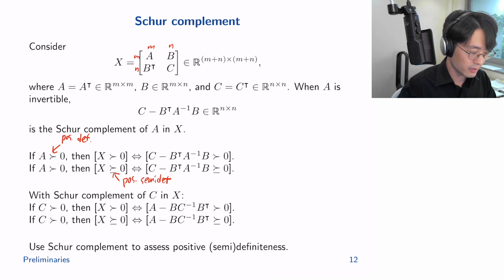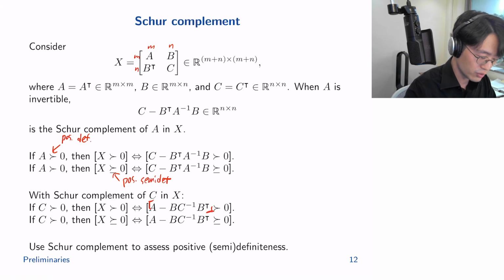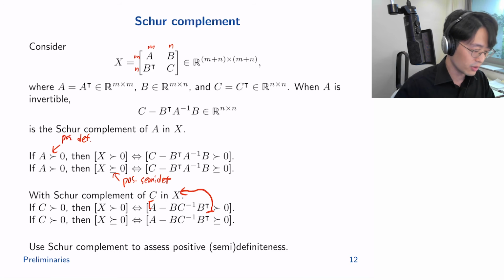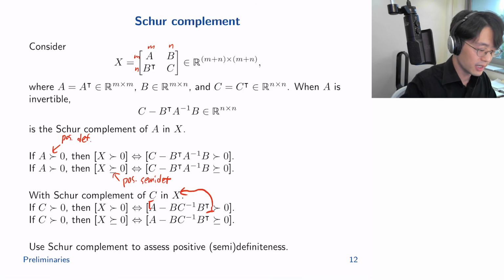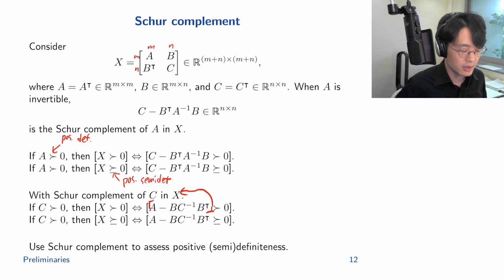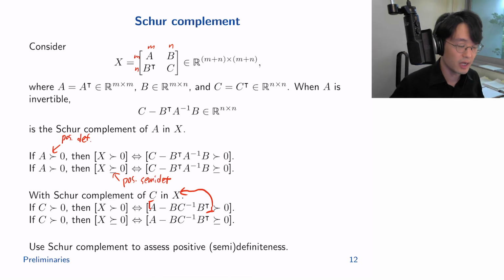Now, we can also define the Schur complement of C in X. This is defined analogously: A minus B C inverse B transpose is the Schur complement of C in X. In this case, if C is positive definite, then X being positive definite is equivalent to the Schur complement of C in X being positive definite. And if C is positive definite, then X being positive semi-definite is equivalent to the Schur complement of C in X being positive semi-definite. The Schur complement is a useful tool to assess positive semi-definiteness of a block matrix.